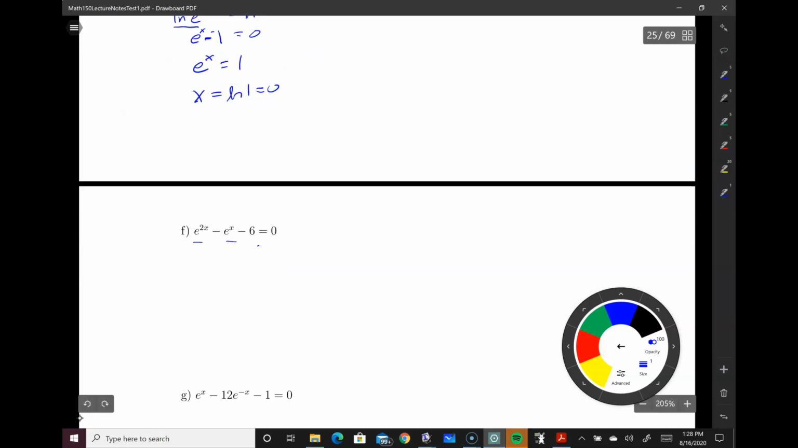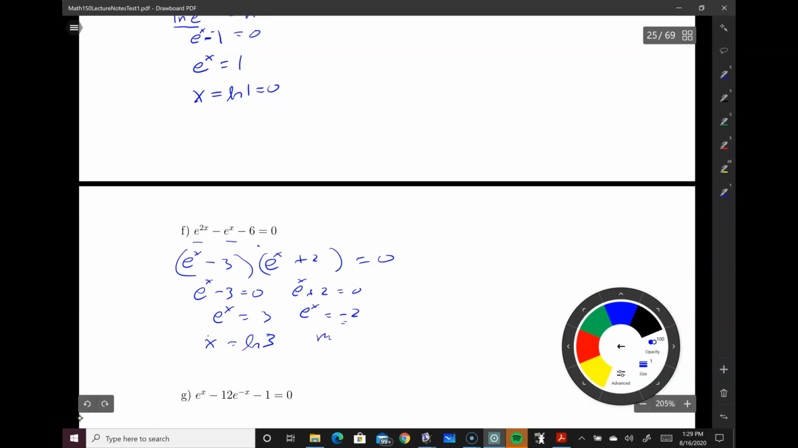So now I have 3 terms, so there's not a common factor, but just like when we had sines and cosines, I do believe this will factor. So e to the x times e to the x is e to the 2x. So I think minus 3 plus 2 works. So e to the x minus 3 is 0. e to the x plus 2 is 0. e to the x is 3. e to the x is negative 2. Taking the ln of both sides, I get x is equal to ln of 3. If I try to take the ln of both sides, I have ln of a negative number. This gives me no solution. So one answer.